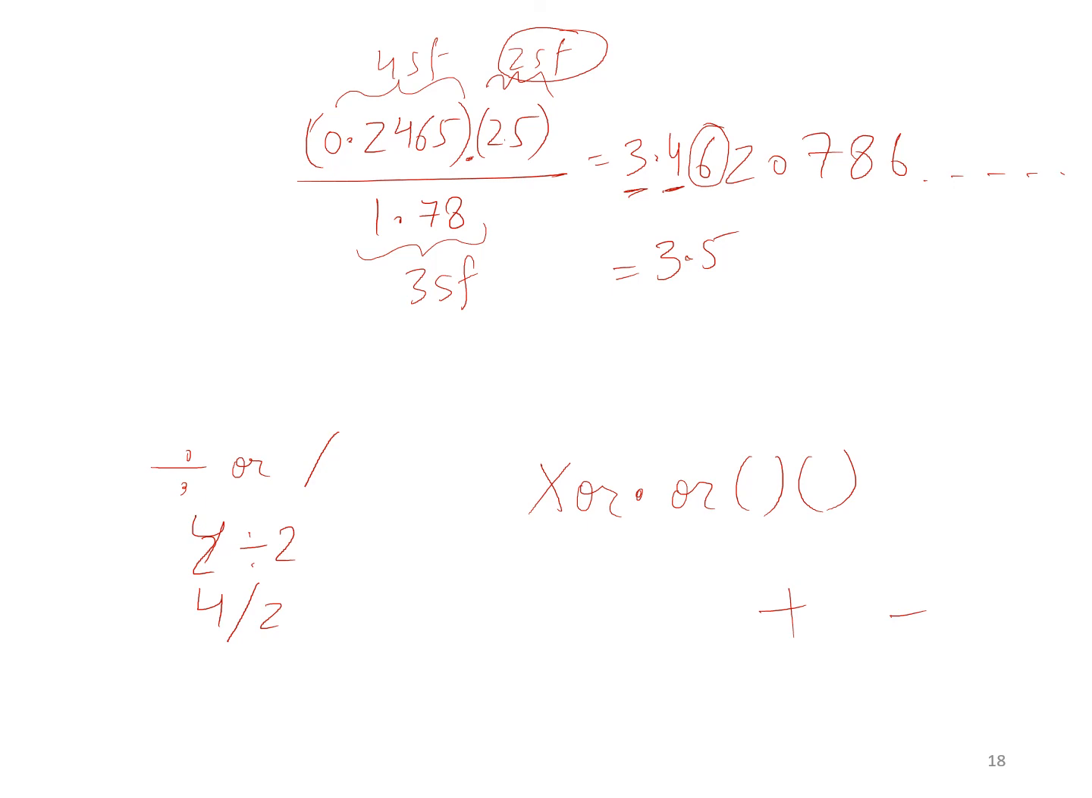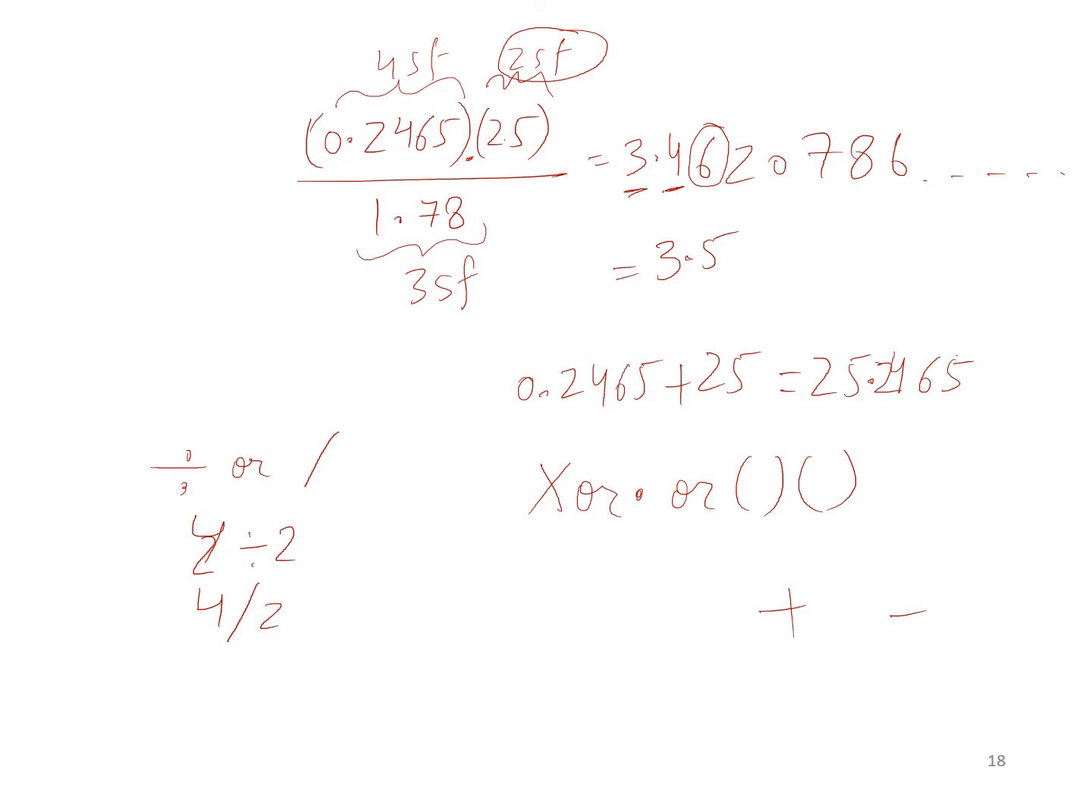And if this was an addition or subtraction question, you would go by the least number of decimal places. So let's say I give you this question right here, in the form it is: 0.2465 plus 25. Your final answer would be 25.2465, right? But that's not our final answer. That is the addition answer. What is the final answer?